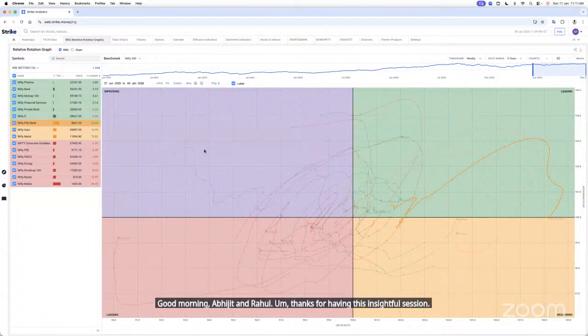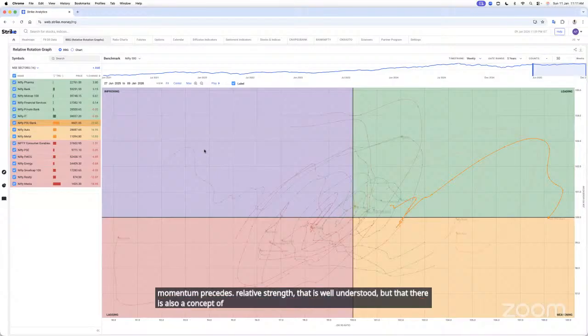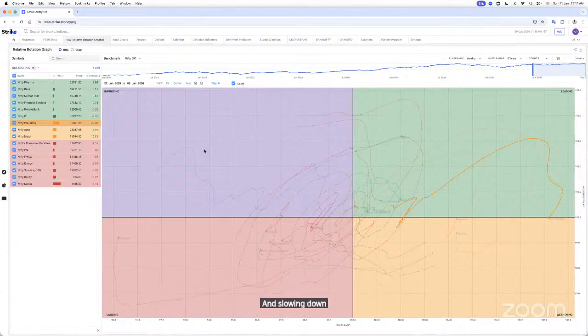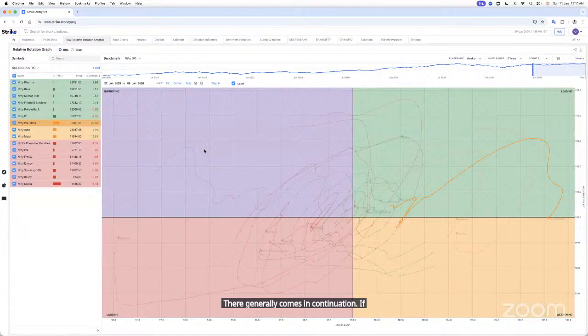I have two questions. Momentum precedes relative strength, that is well understood, but there is also a concept of consolidation during which momentum slows down. And slowing down of momentum during consolidation does not necessarily mean relative strength is going to weaken and stocks or sector is going to underperform, because after consolidation there generally comes continuation if the patterns are such. So in such a scenario, how do we blend the understanding that relative strength RRG throws out, because that becomes a little counterintuitive?